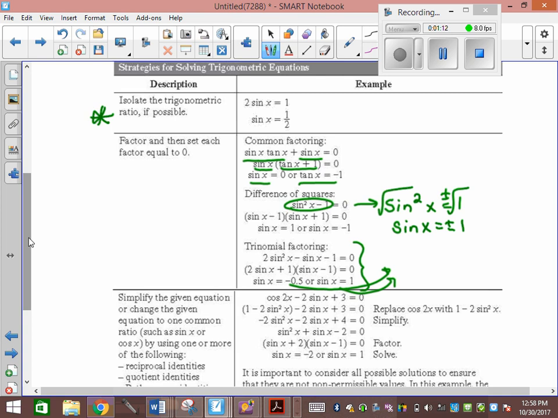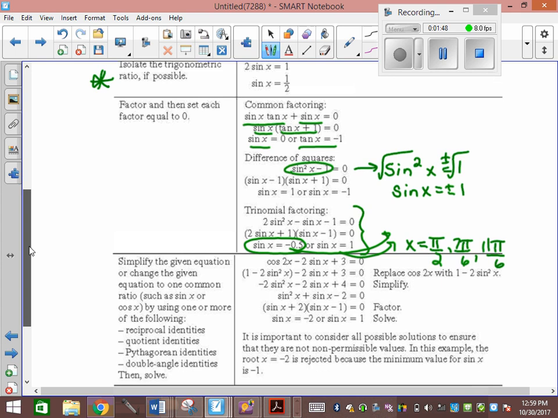We'd have to find out where sine x equals negative a half, which would be in quadrant 3 and 4, and where sine x equals 1, where y equals 1. So it would be at x equals pi over 2. And then you'd have to solve where sine x equals negative a half, which is at the 30-degree reference angles in quadrant 3 and 4. So that would be 7 pi over 6 and 11 pi over 6. So we have to keep going, correct?